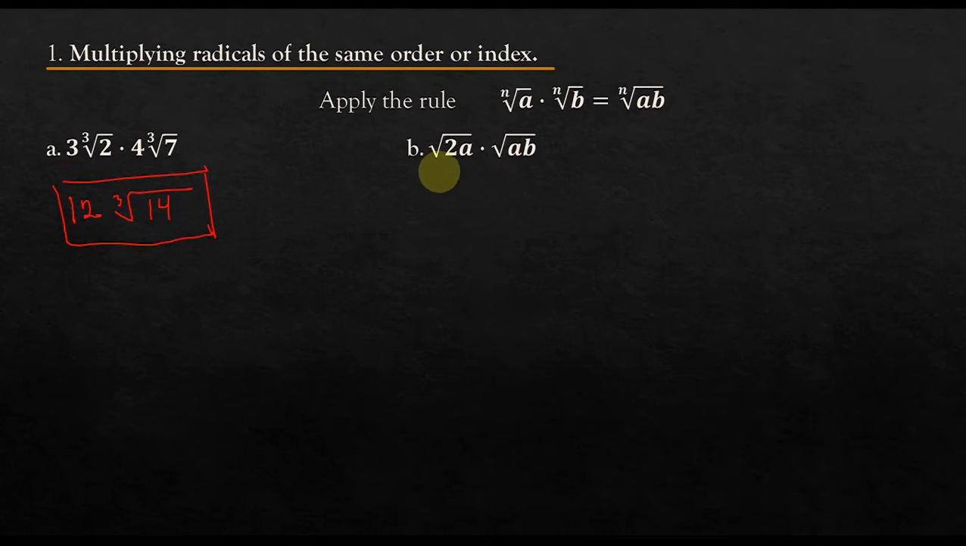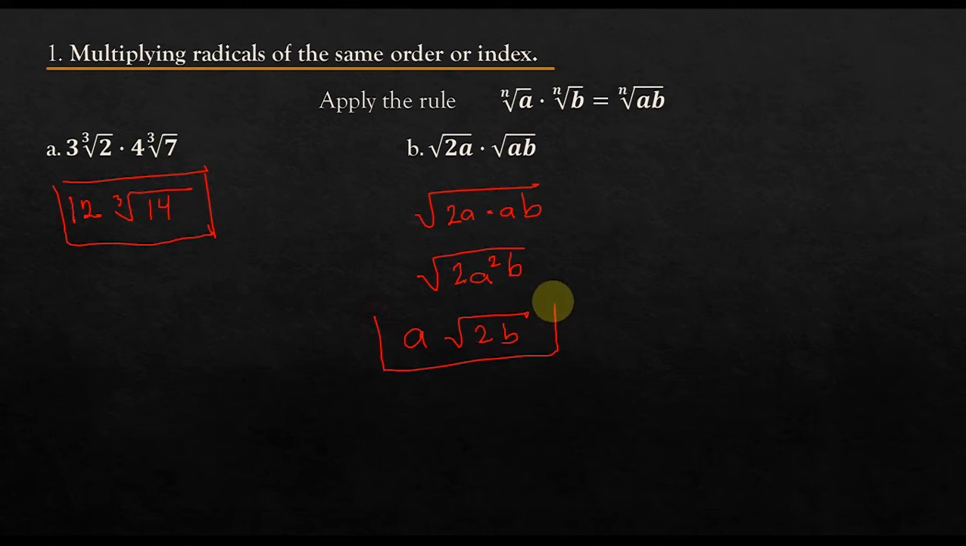While for letter B, we have the square root of 2a times square root of 2ab. So I just multiply all of the radicands, 2a times ab. So this will give us 2a squared b. And then since we have here a squared and the index here is 2, we can now put a outside the radical sign. So this a, then square root of 2b. That's the answer for letter B.